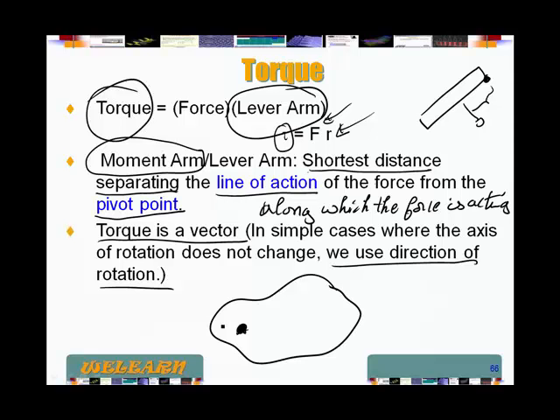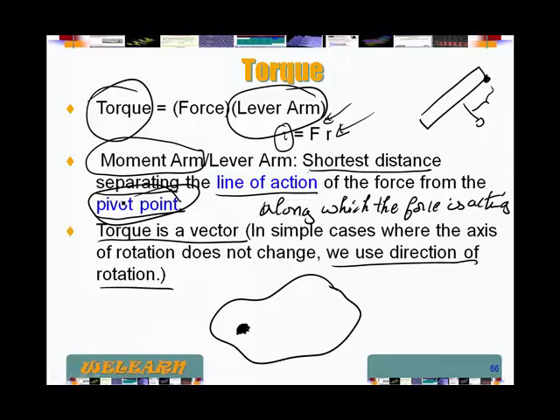Let's consider this object here. We drilled a hole through it and put some kind of pin so the object can rotate about that pin. The pin is marked in black here. In this case, that pin would be our pivot point. To get this object to rotate, we need to apply forces, one force or more, depending on the case.